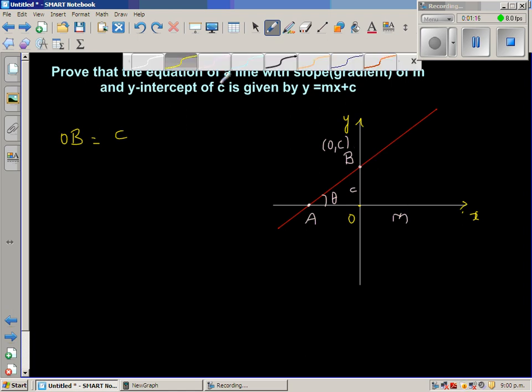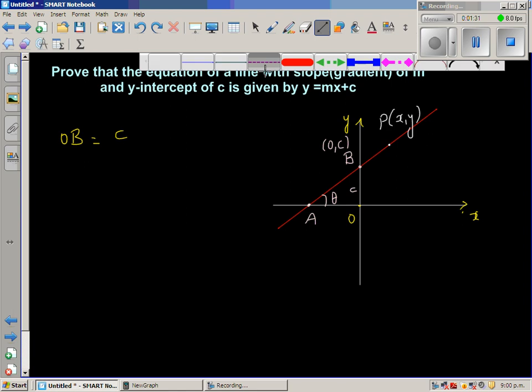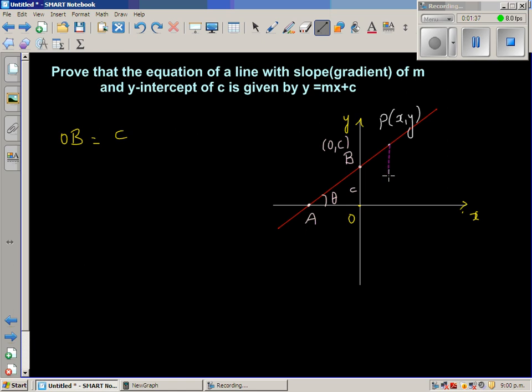Okay, so let us take an arbitrary point anywhere on this line. Let us say P (x, y) is an arbitrary point anywhere on the line. Now I'm going to drop a perpendicular from P on the x-axis, and I'm joining B with this line. So basically this is a right angle, and this is also a right angle. Let us name this point M, and this point N.